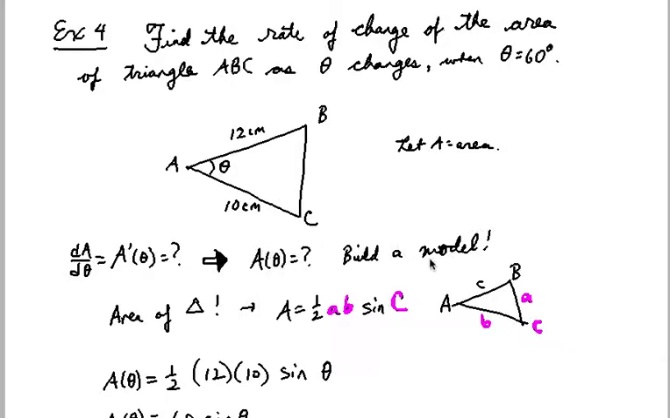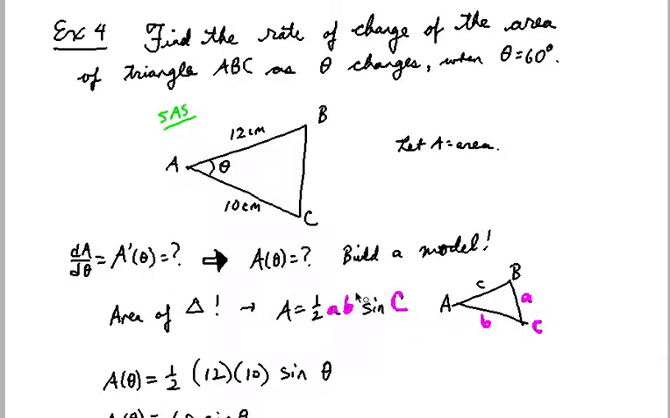I need to build a model that relates the variable A, which is this area, and theta. I can see right away I have two sides and an included angle, so I know from trigonometry that the area of any general triangle, as long as I have two sides and an included angle, SAS, I can find the area of the triangle using this formula. A equals half AB sine C. Okay, AB with an included angle, right?